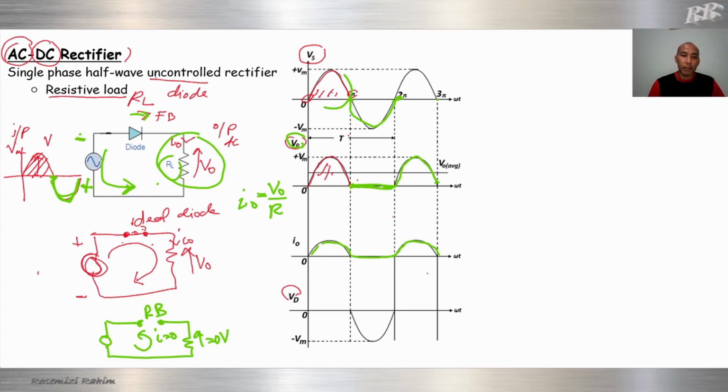For the diode voltage, during the positive cycle, our diode is forward biased. A forward biased diode will be short, so there is no voltage drop. The diode becomes a short circuit, and a short circuit is equal to 0 volts. So during the positive cycle, it is 0 volts due to the short circuit.